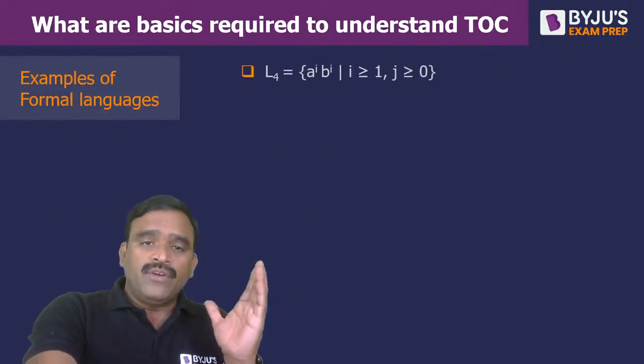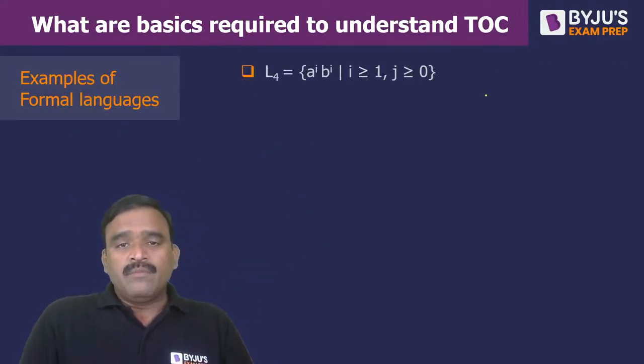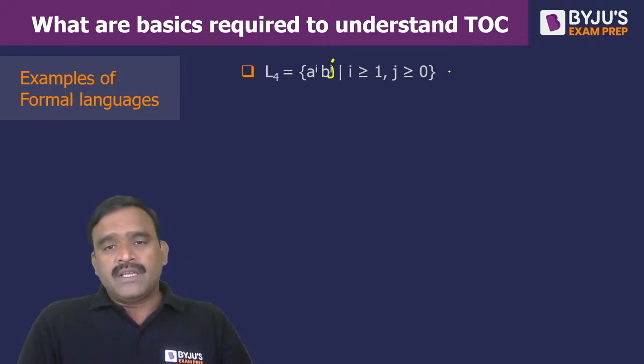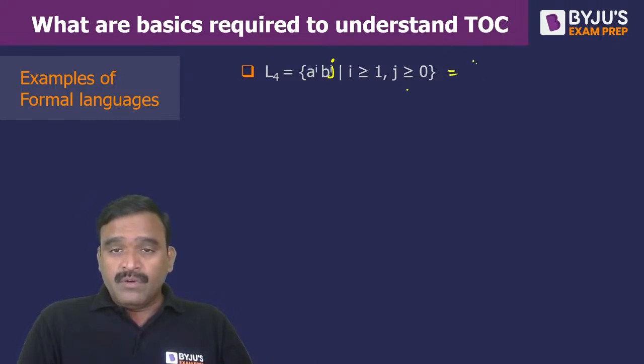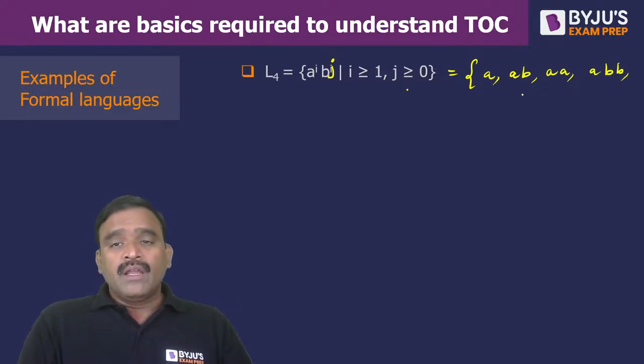And also, if you take another language L4, a^i b^j, and I value greater than or equal to 1, J value greater than or equal to 0. So the minimum string is A, because b^0 is nothing but epsilon. So A will come when I value 1, J value 0. When I value 1, J value 1, AB also will come. When I value 2, J value 0, AA will come. And ABB, I value 1, J value 2. Okay, and this type of strings are possible here.